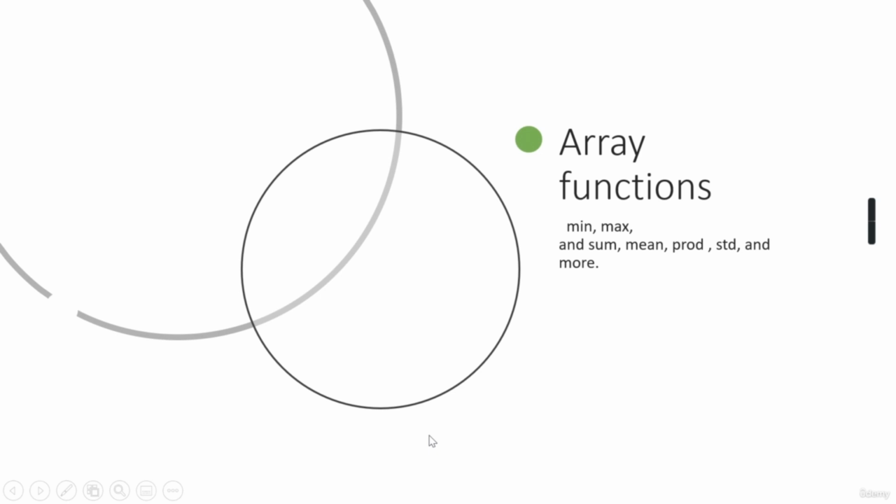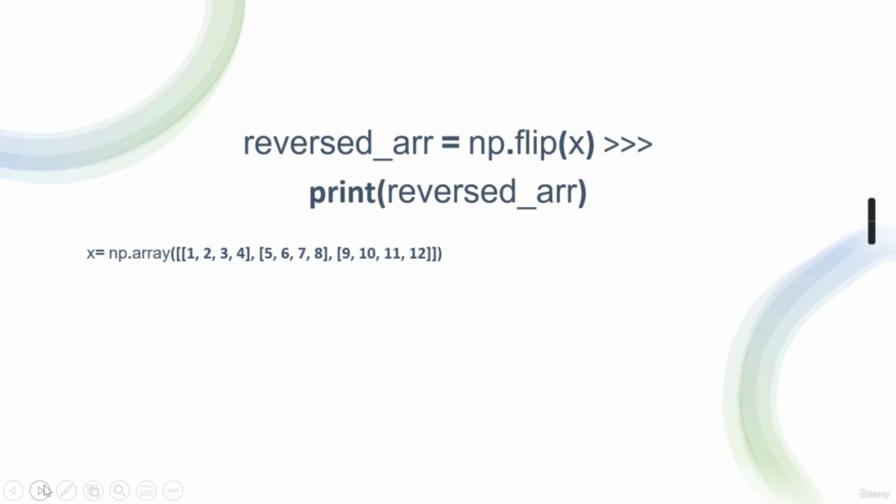So array functions. There are various array functions that can be used to get the value of an array, like minimum, maximum, sum, mean, products, and all. Now let's move further. So we want to reverse an array, so we can use the flip method. Our array is x, and here we reverse the array, and then we print the reversed array.